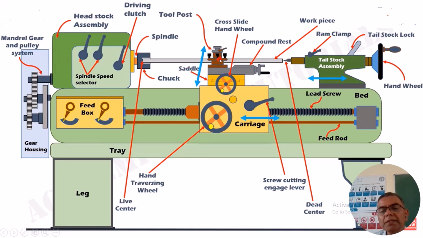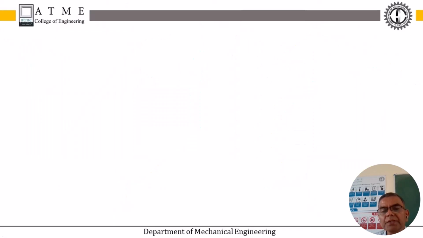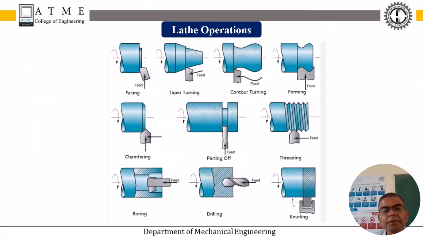And there is a bed and the guideways you are observing here, and these are the two legs. These bed and guideways, including the legs, are made of cast iron by using the casting process. Cast iron has a better vibration absorption capacity, and its self lubricating property is also good. That is the reason why cast iron is used to produce machine tools, because of these advantages. Now let us move to the lathe operations.